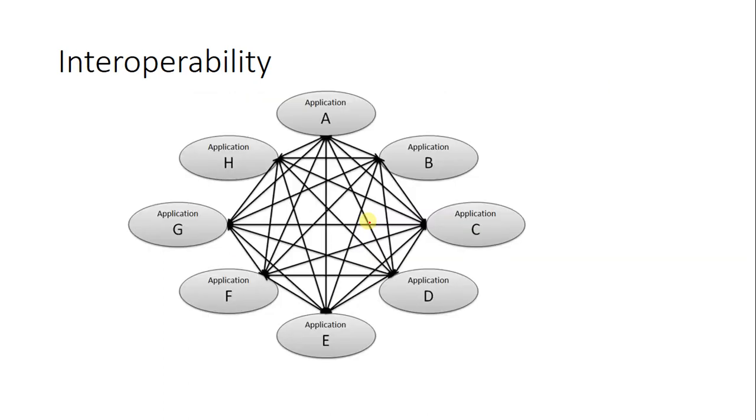And finally, interoperability. Interoperability means the software should communicate with other applications or with other software quite easily. So we should provide an interface to the software so that it can easily communicate with any other applications. For instance, this application A has high interoperability if it can communicate with all these applications. So that's it.